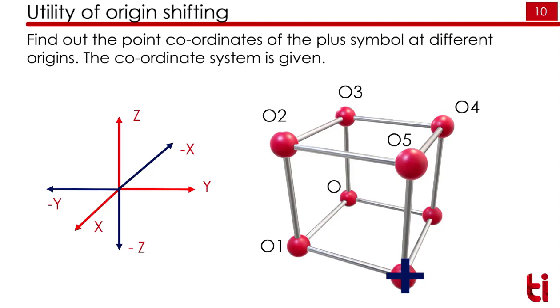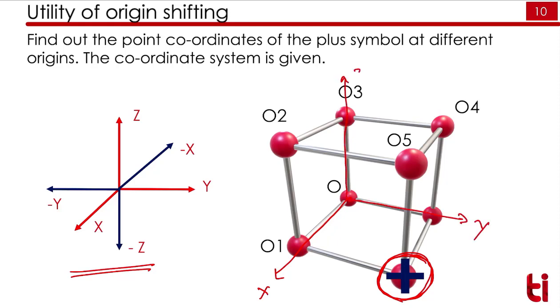So I have given one example here. There is a symbol here called the plus symbol. You have to find out the position coordinate, or the point's coordinate, of this symbol with respect to different origins, and the direction is given in this schematic.